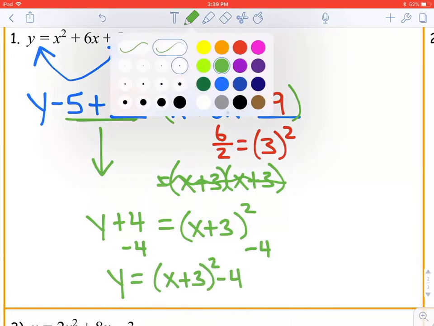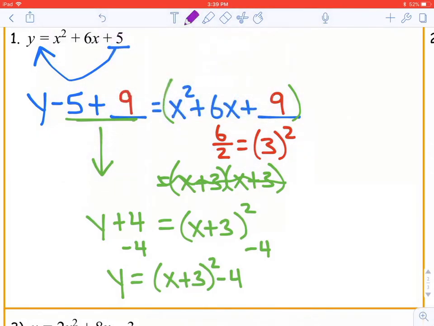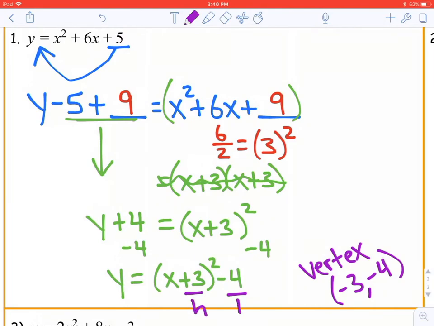So notice from here, we can pick out all that good information we've been talking about. So our vertex would be the opposite sign of what's in parentheses, so negative 3, and the sign of the number in the back stays the same. So the vertex is negative 3, negative 4. That's our h and our k. And then your axis of symmetry you can get from your vertex. So your axis of symmetry is always the x value of your vertex. And we write it as x equals because it's an imaginary line. And x equals is a vertical line.